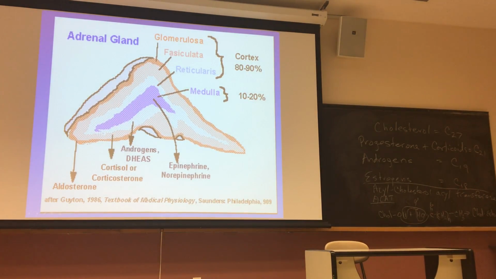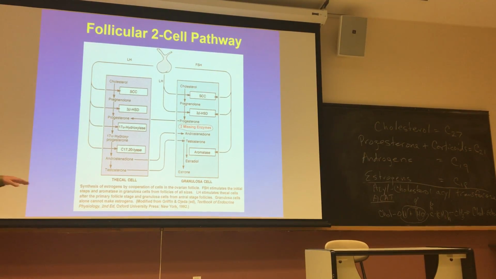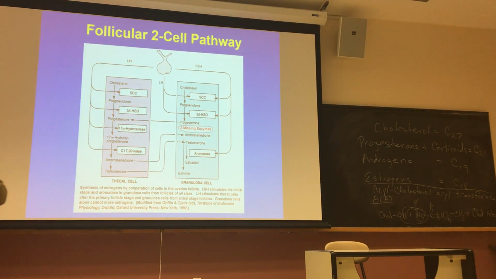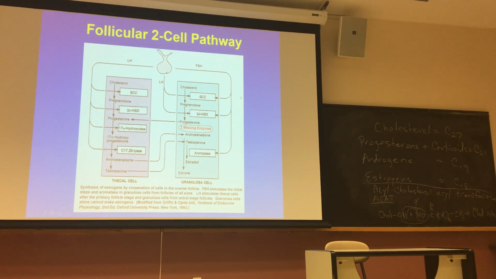Okay. We've gone through this one before, so I'm going to skip over it. Not all steroidogenesis occurs in single cells. Sometimes it takes cooperation to get things to work. What's shown here are the thecal cells and the granulosa cells of a developing follicle. The thecal cells sit outside the follicle wall, and the granulosa cells sit inside nearer the oocyte.